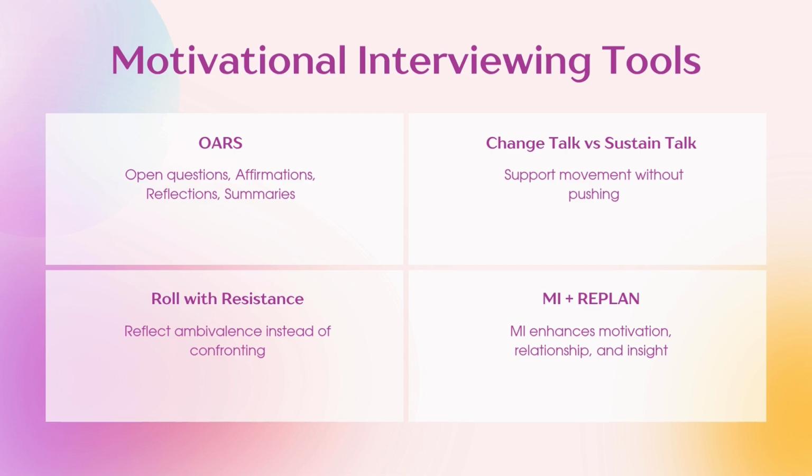R is for reflections. Be that mirror back to what the client says to deepen understanding and build connection. Something like, "You're not sure you want to change, but you're also tired of how things are." And then S stands for summaries. Gather key points and offer them back. This helps organize the client's experience and shows that you're tracking.